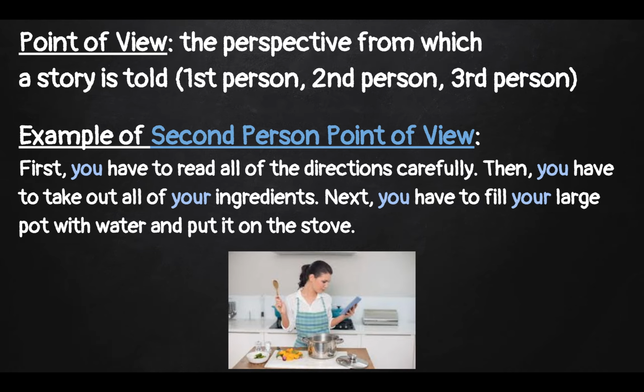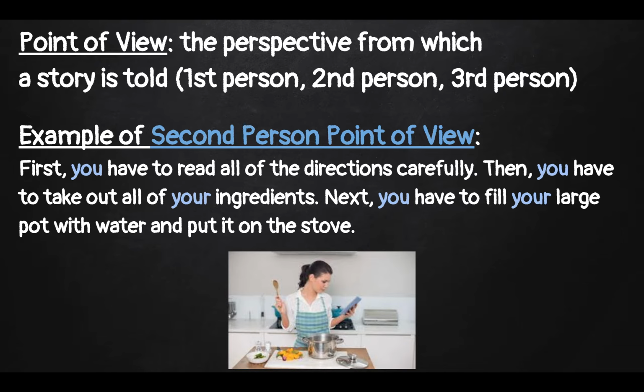Okay, whereas the second person, this one seems to be a little bit less common, so many tend to forget about this one. The second person is when the story is being told directly to a person. It's as though someone's speaking to you. When you see you, which oftentimes comes in recipes, I think, directions, the text is speaking directly to you.